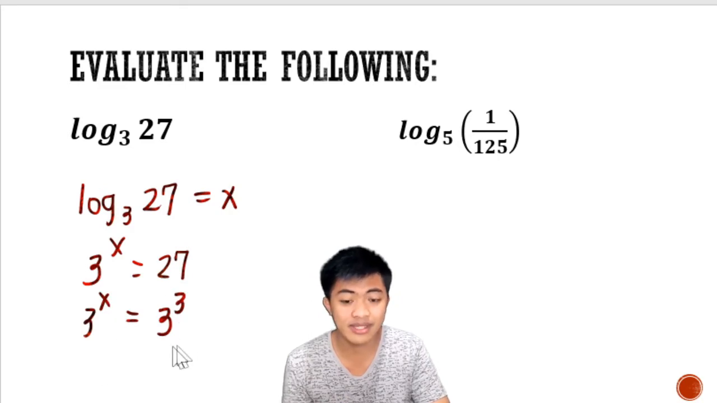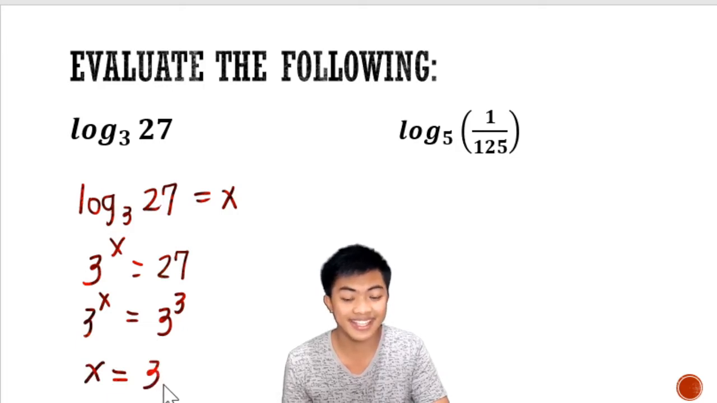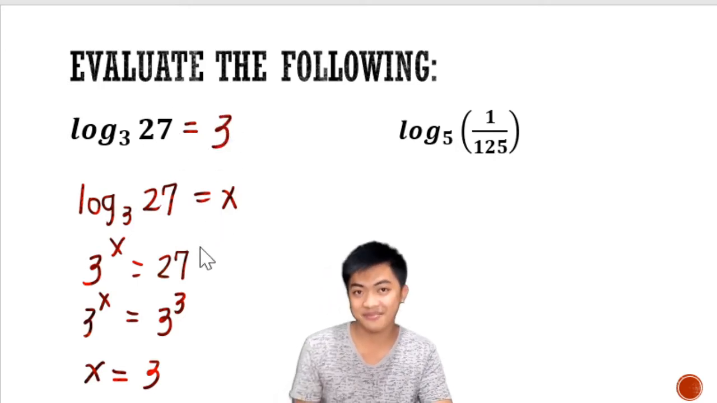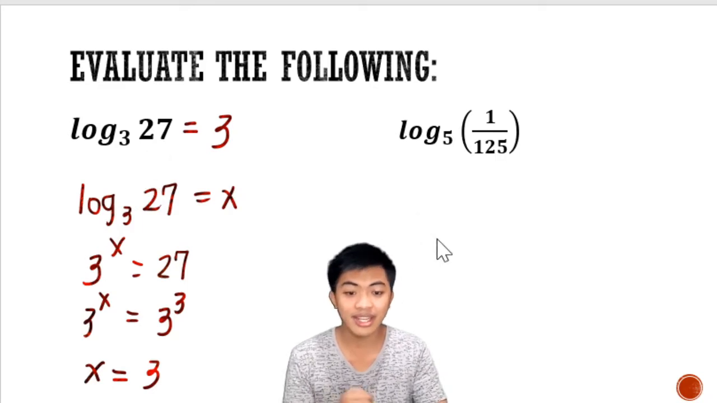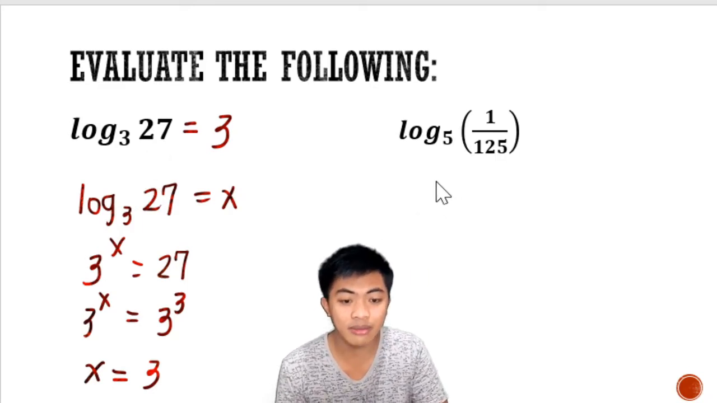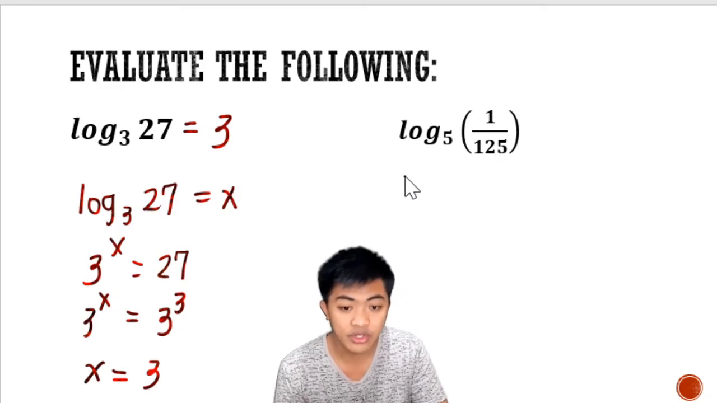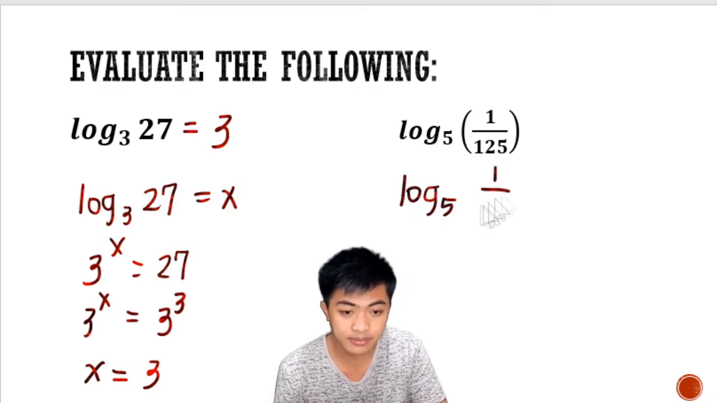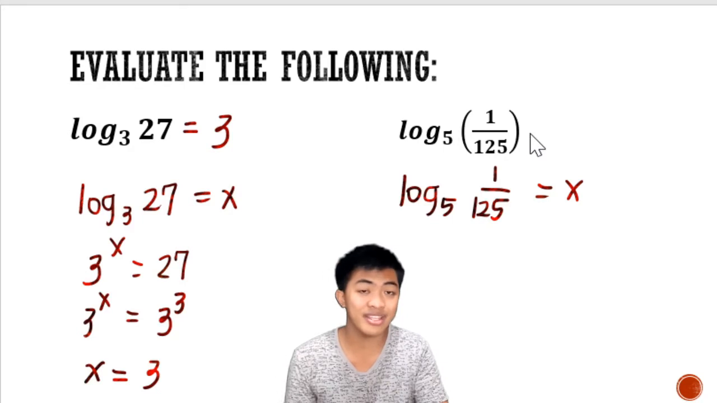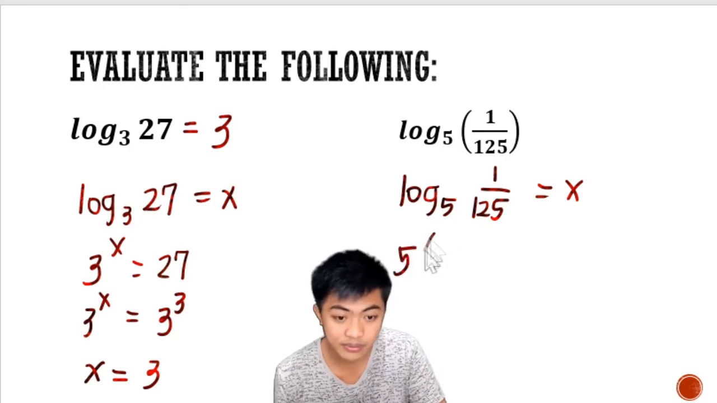And so now the bases are the same. You now equate the exponents. So the value of x is 3. So the logarithm of 27 to the base 3 is 3. Next example, logarithm of 1 over 125 to the base of 5. So we equate it to x. We rewrite it to its exponential form.